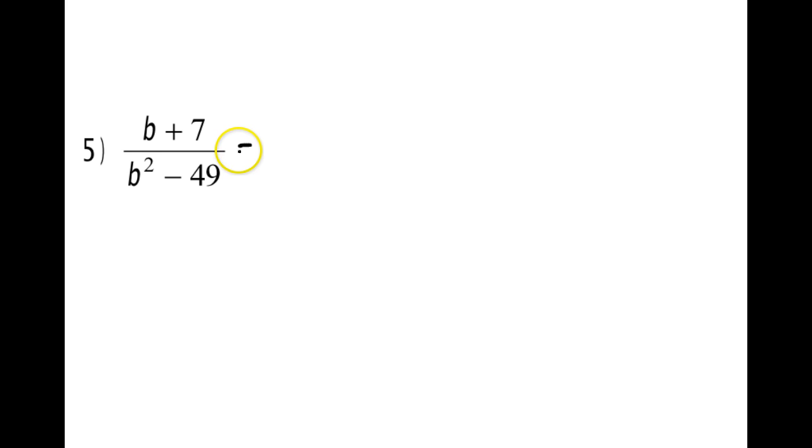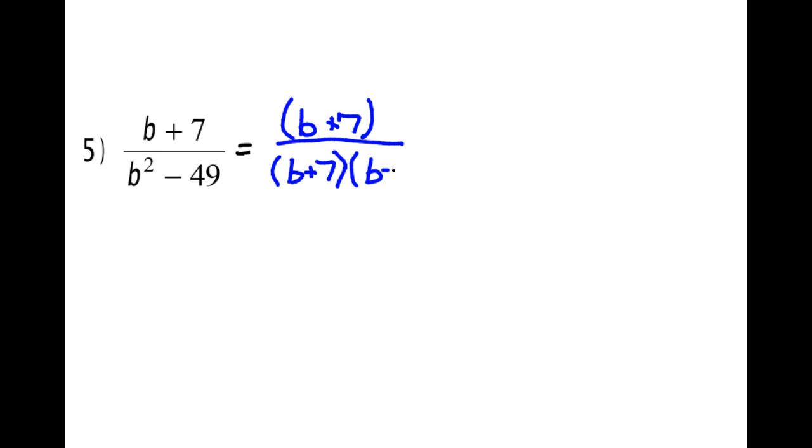Okay, can anything factor on the top on number 5? No, on the bottom. Now, what does the bottom factor to? B plus 7, B minus 7. And how do we know that? Yeah, this is b squared minus 7 squared. So we know there's a pattern for that.